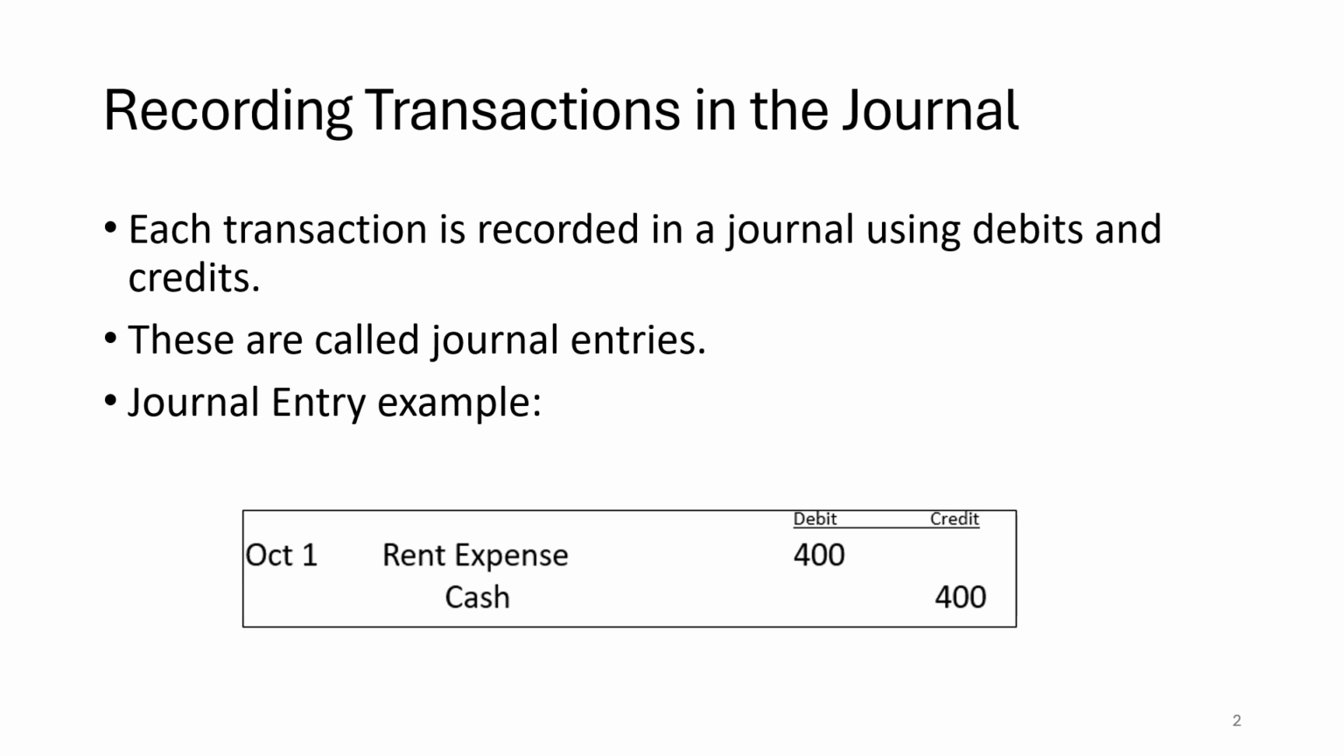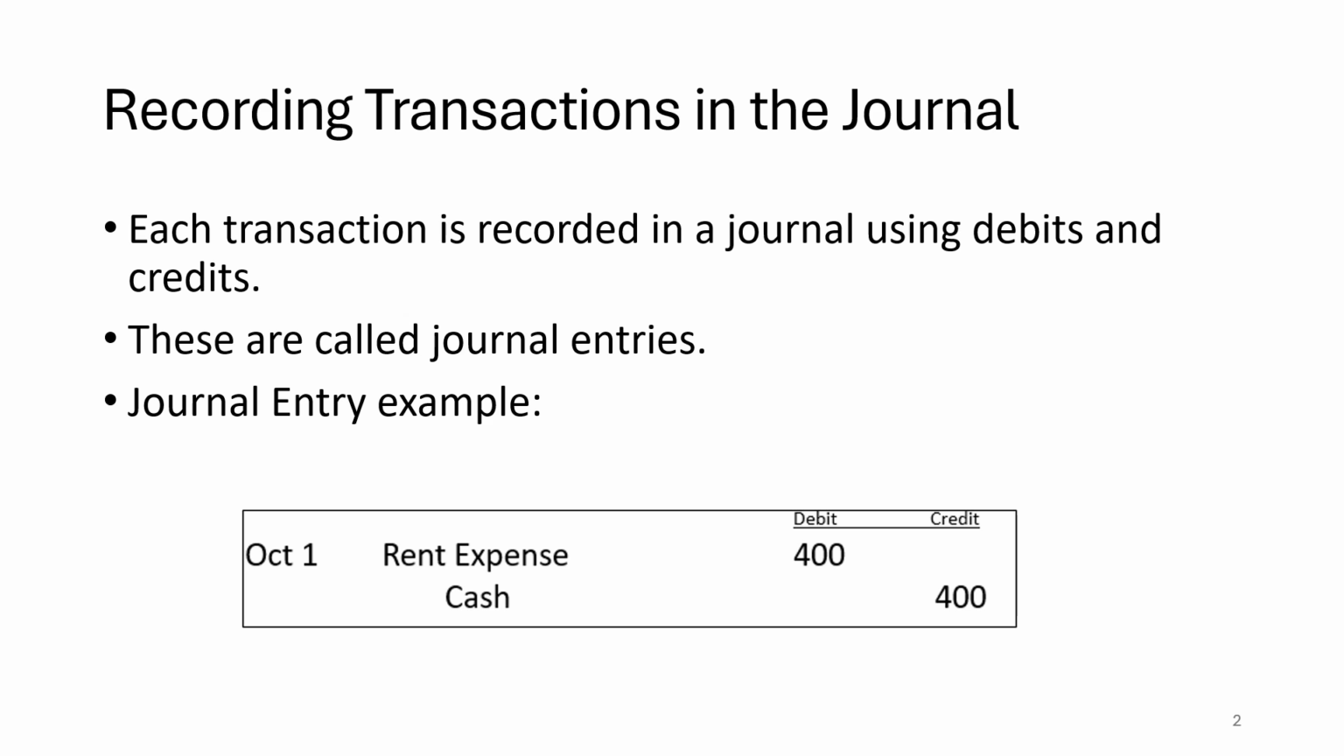Journal entries. Journal entries are the way that we record transactions in the accounting records. So we've learned about how transactions affect the accounting equation. You learned about how increases and decreases in accounts are relative to debiting versus crediting an account. So now we put those together into a journal entry.